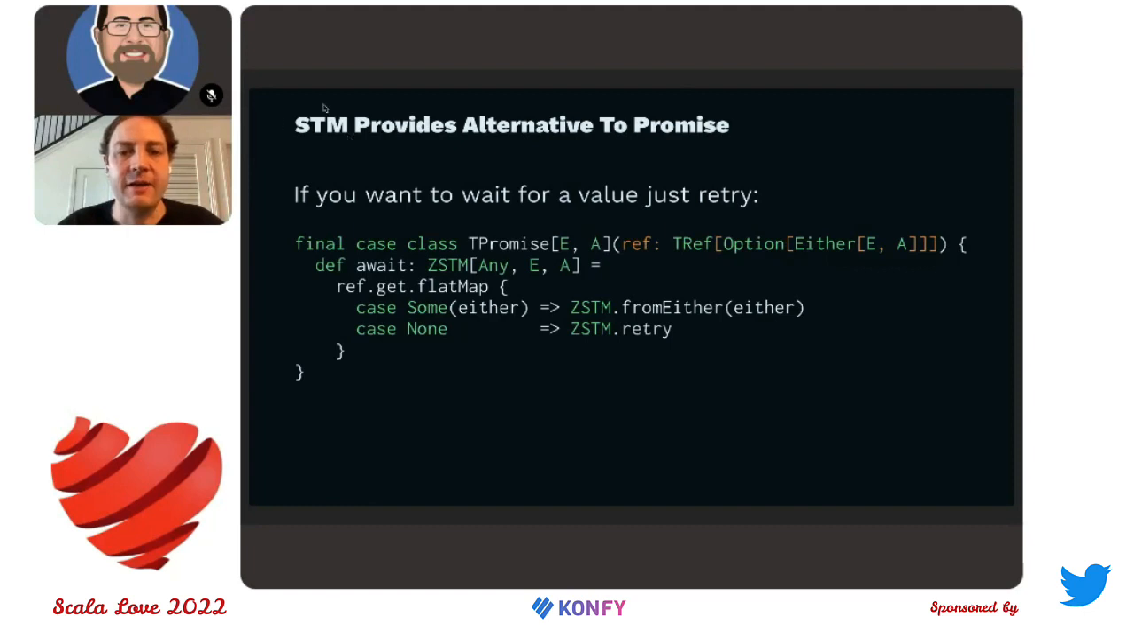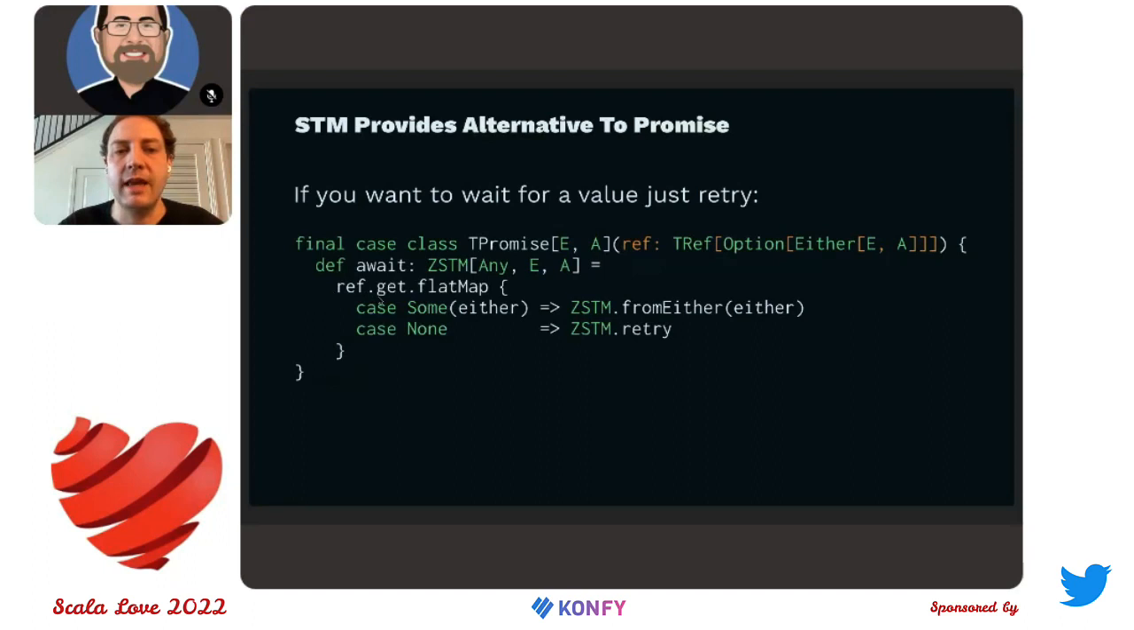And so here, I've implemented this transactional promise. It's a really simple representation: just one of these references that's an Option of an Either[E, A]. So basically the None case means it's not done yet. And the Some case means it's done with either a Left that has an error or a Right that has a success.